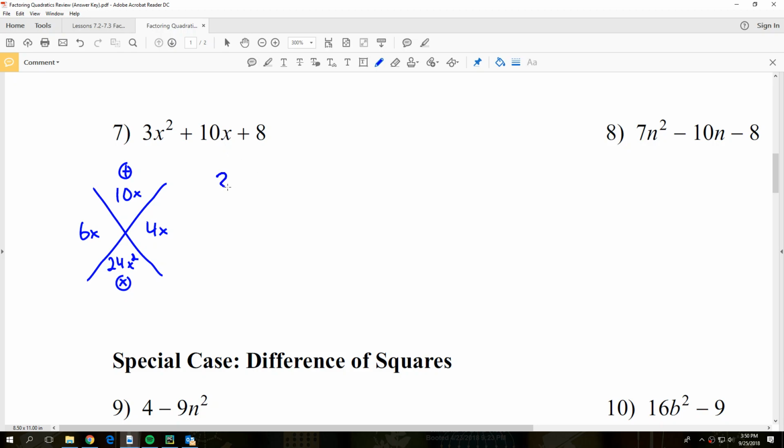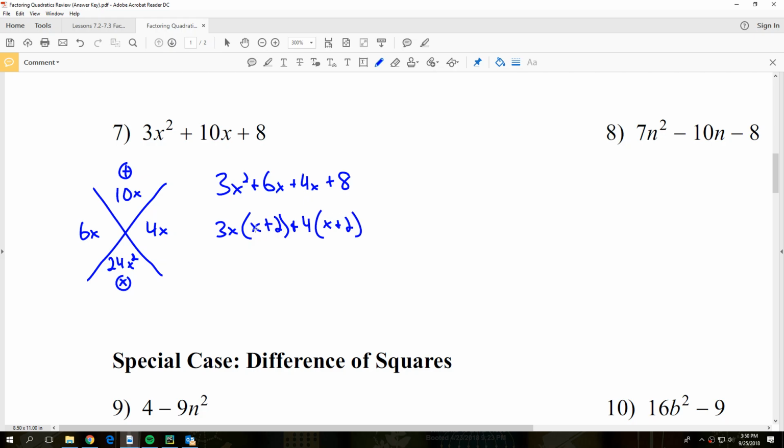Okay, so that will be 3x squared plus, instead of the 10x, 6x plus 4x, and then plus 8. If we recombine these, it would get you back to the 10x, but that's not the point. The point is to get 4 terms here, 1, 2, 3, 4, and now we can factor by grouping. So let's go ahead and factor by grouping. I am going to pull out a 3x in front, so that leaves me with x plus 2. And I'm going to pull a 4 out on the back side, so 4, and that leaves me with x plus 2.